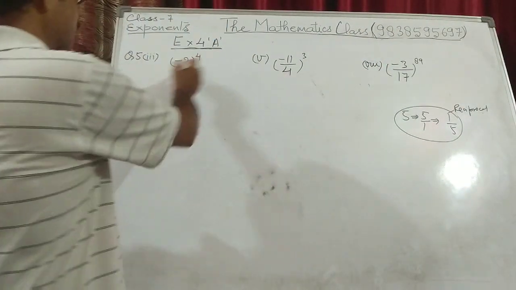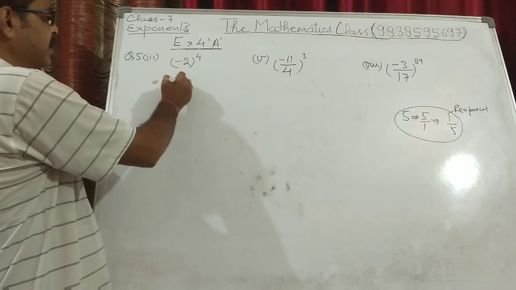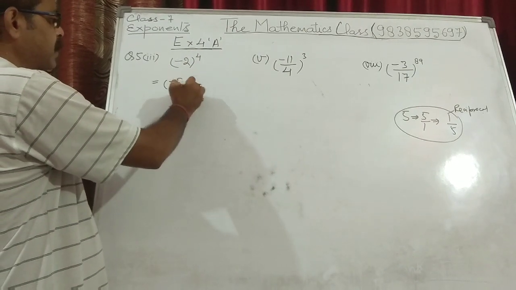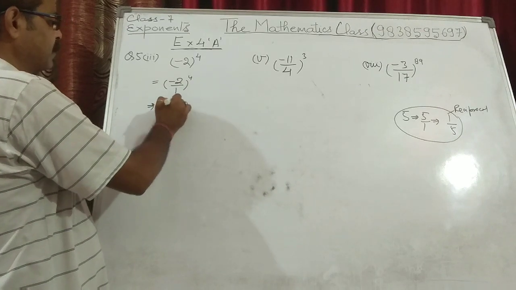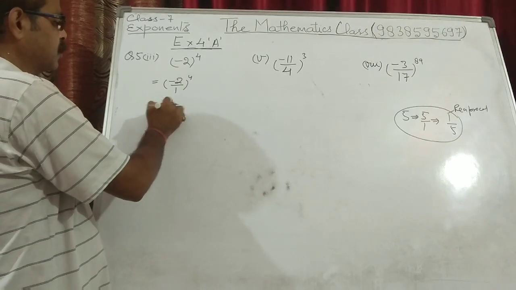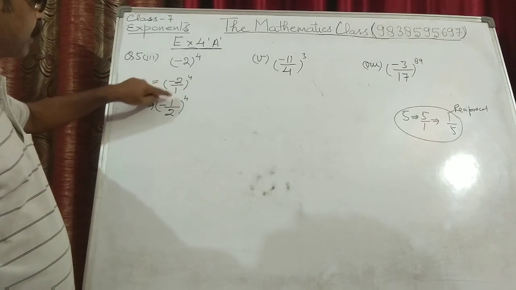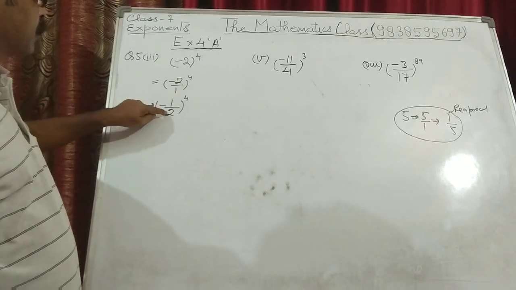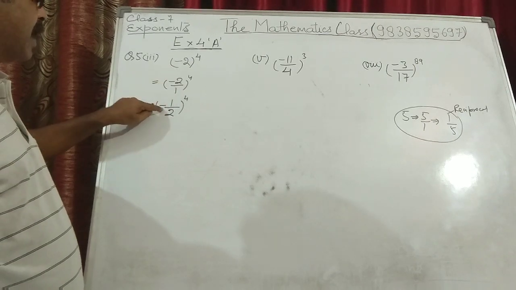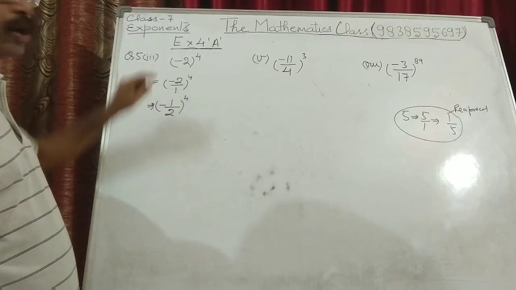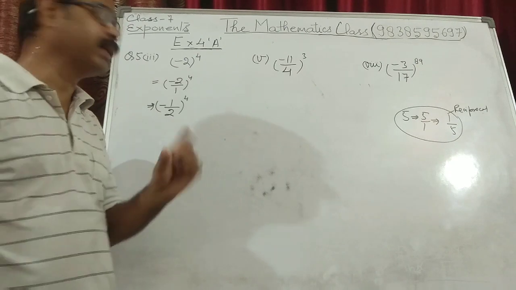So it is minus 2 to the power 4. It can be written as minus 2 upon 1 to the power 4, and its reciprocal will be 1 upon 2 to the power 4. What happens? The denominator becomes numerator and numerator becomes denominator, whereas the minus will be as it is. Either you put it in the numerator or denominator, the fraction will remain negative.